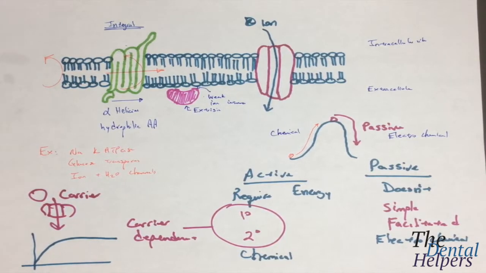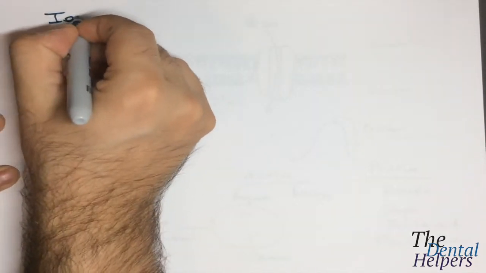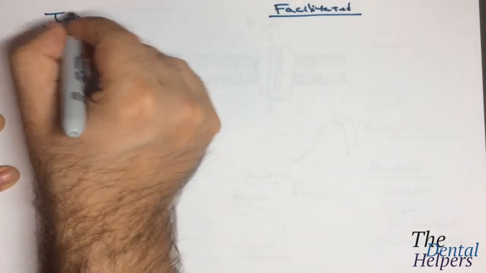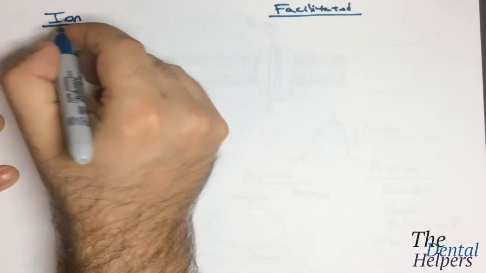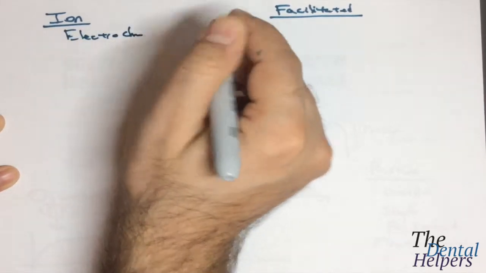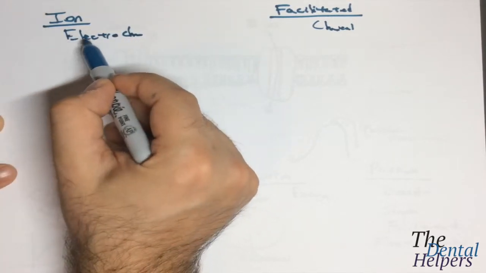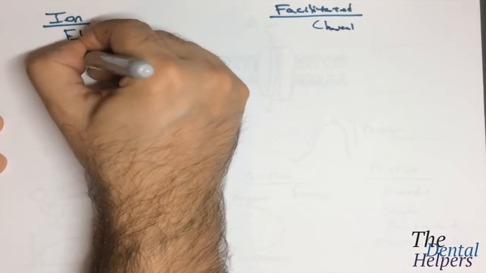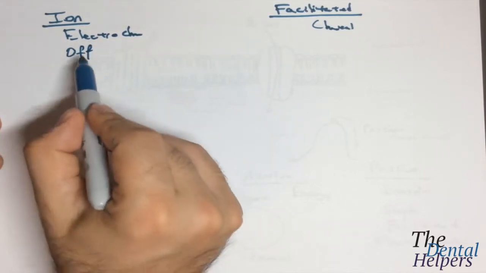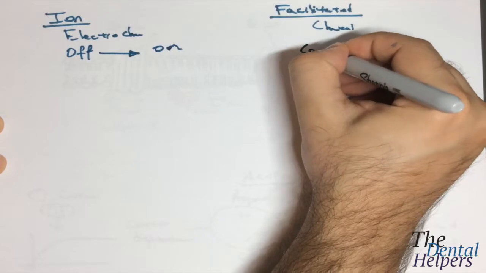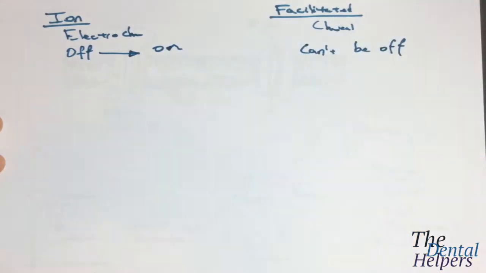So now the question becomes, what's the difference between some of these methods? If we look at ion channels, which we've been discussing, versus facilitated diffusion, these ion channels that are involved in simple diffusion are electrochemical, while facilitated is chemical. With an ion channel, you want to control what ions go in. For the most part it's off, and then whenever there is a charge difference, it can go into the on switch. In facilitated, it can't be turned off. It's always going, but it needs that help.